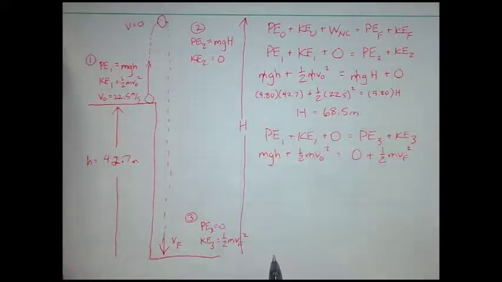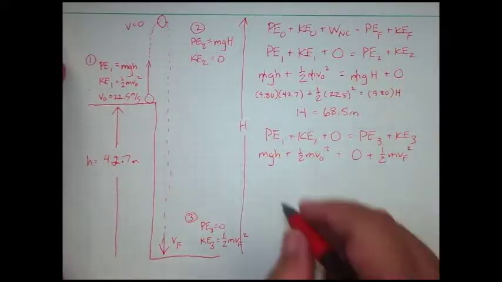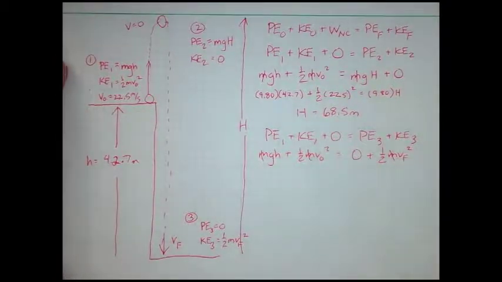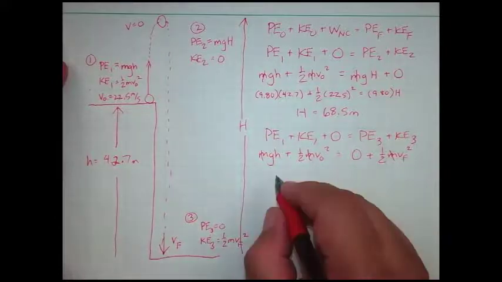Notice this side of the equation has not changed at all. Once again, mass cancels out. Once again, mass is not important. And so this is what we wind up with.